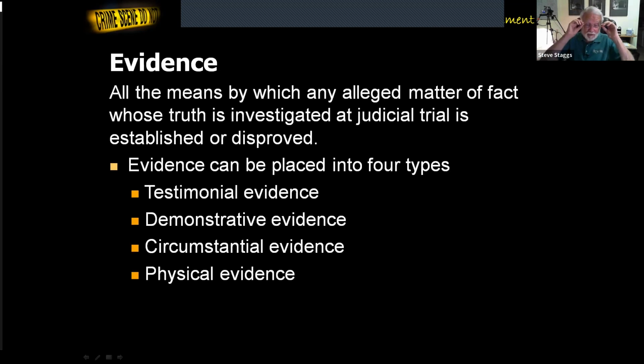Now, let me ask a question. What is evidence? Evidence, I will say, is all the means by which any alleged matter of fact whose truth is investigated at judicial trial is established or disproved. Now, we can have four types of evidence. We can have testimonial evidence, demonstrative evidence, circumstantial evidence, and physical evidence. So let me comment on those.